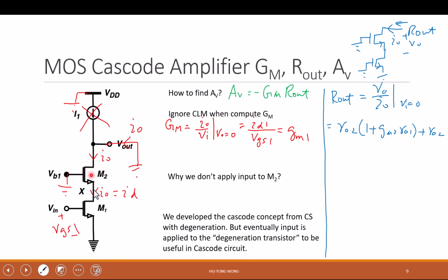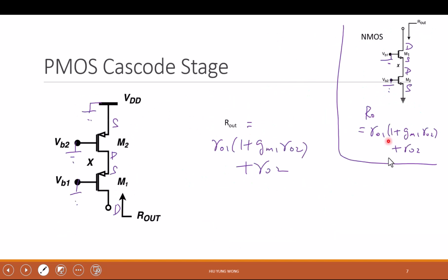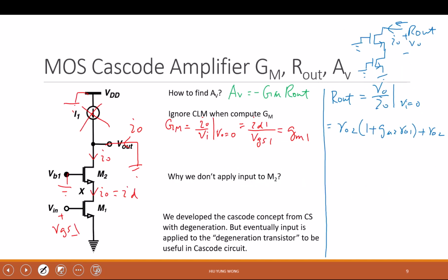Because the top transistor, which is closer to the output, is called M2. Okay? The reason I have RO1 GM1 is because this is called M1. Is that clear? Yeah? So I have this, but I will do some approximation. Again, I say this is approximately equal to RO2 GM2 RO1.